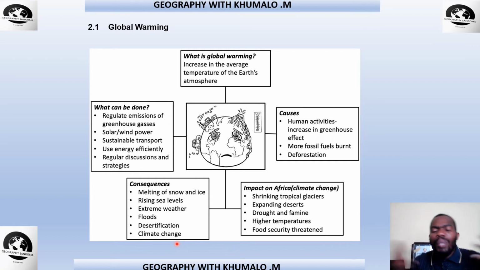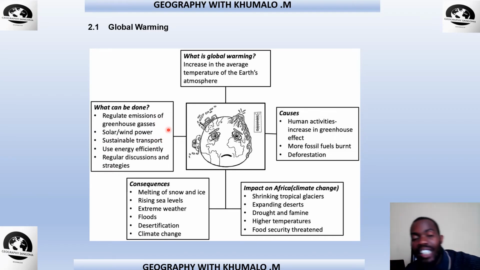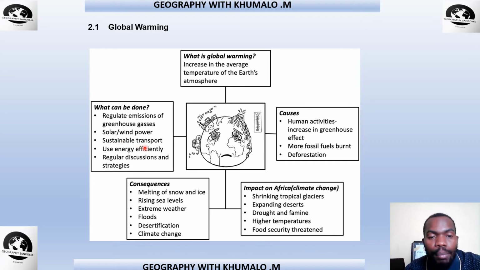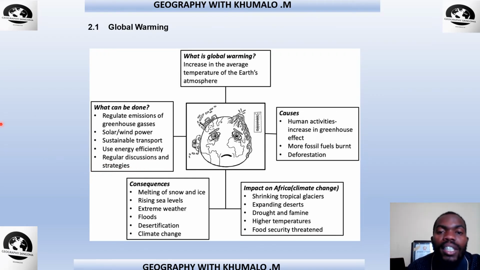But now, what can we do? Because now here is a problem. As geographers, we come up with solutions. So what can be done? We need to regulate the emission of greenhouse gases, use solar and wind power rather than coal-generated electricity. We use sustainable transport, which is public transport, such as your taxis, your trains, so that we have fewer cars on the road. Use energy efficiently, regular discussion and strategies. So that is a summary on global warming.